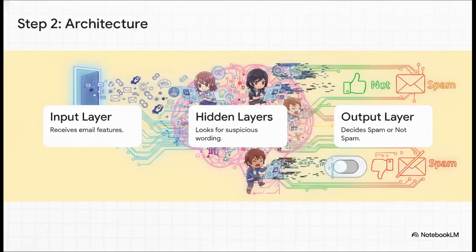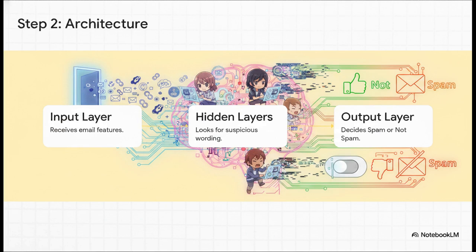Step 2 is designing the network architecture itself. And a simple neural network is absolutely perfect for this. Let's map out exactly how the data flows. First up is the input layer. Think of this as the front door. It receives all those features we just talked about, like the links and the word patterns.